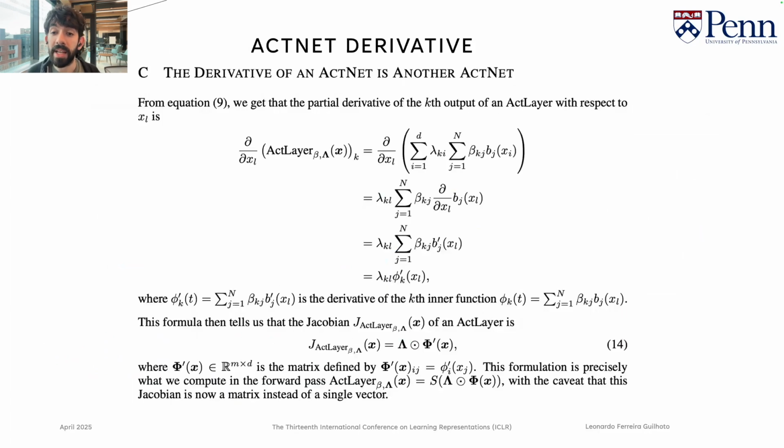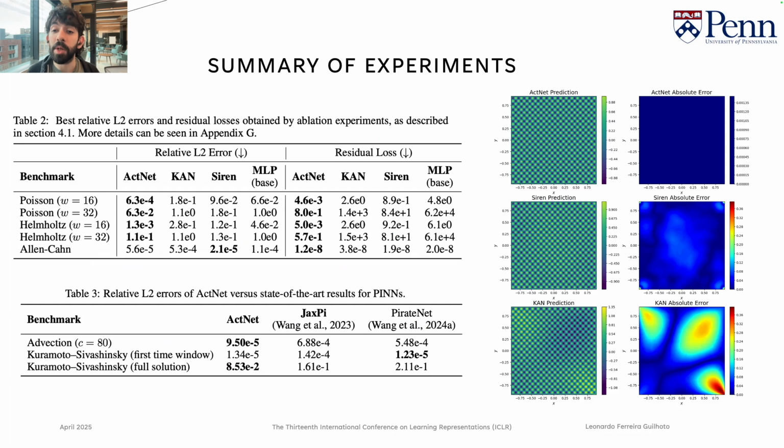Although we see ActNet as a general-purpose architecture, we believe it is particularly suited for applications requiring derivative information, as its higher-order derivatives do not vanish, unlike those of most ReLU-based architectures. Our experiments show that ActNet performs remarkably well when compared to architectures such as KANs, SIRENs, and plain MLPs. We train over 7,000 independent networks for ablation studies as our best attempt to provide a fair and thorough comparison.